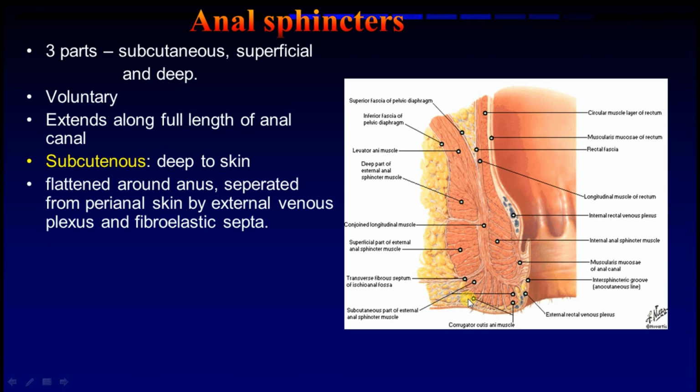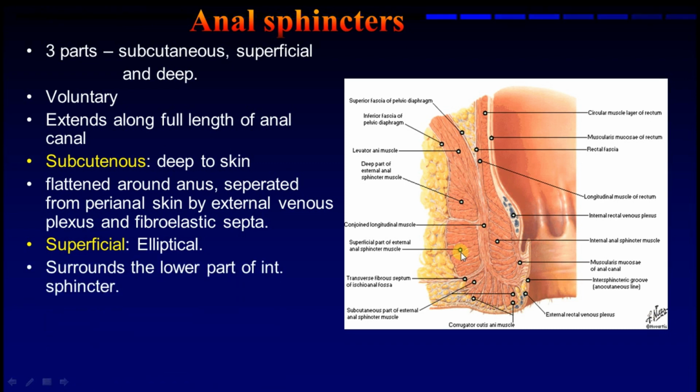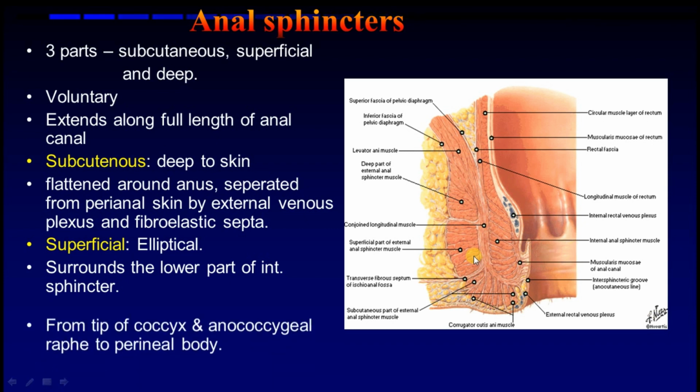It surrounds the anus and is separated from the perianal skin by the external venous plexus and fibroelastic septa. Fibroelastic septa and external venous plexus separate the sphincters from the skin. The superficial part is elliptical and surrounds the lower part of the internal sphincter. It arises from the coccyx and anococcygeal raphe and is inserted into the perineal body.